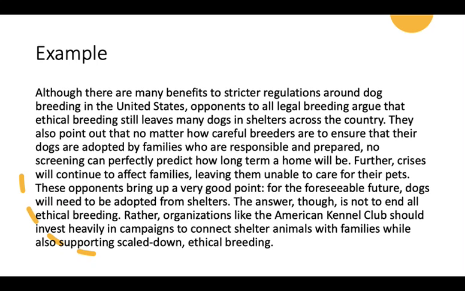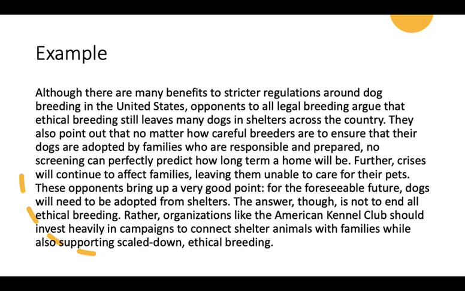So an example of that, I'm going back now to the example of the dog breeding situation. And I say, although there are many benefits to stricter regulations around dog breeding in the United States, opponents to all legal breeding argue that ethical breeding still leaves many dogs in shelters across the country. They also point out that no matter how careful breeders are to ensure that their dogs are adopted by families who are responsible and prepared, no screening can perfectly predict how long-term a home will be.